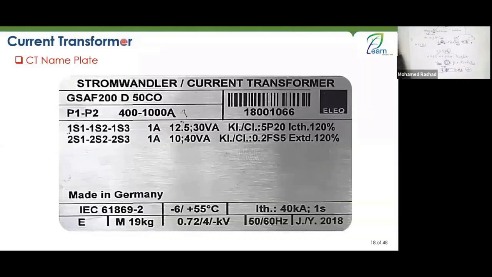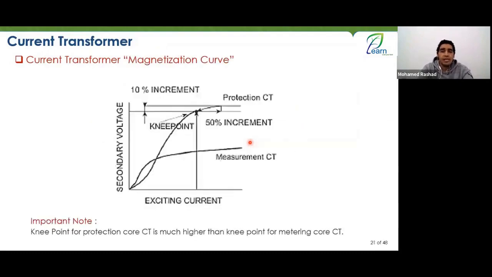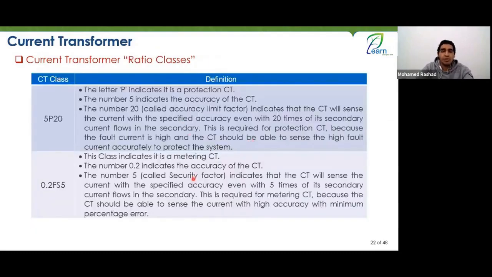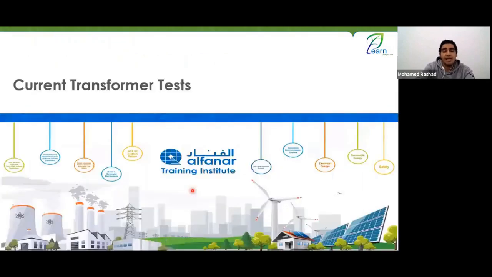Okay, let me see. Where is my camera? I'm following. So this is my class, which is 5P20, 0.2 FS5, and here I've written down its definition for you. I've also explained it in another video, which I'll show you, God willing. Great, guys, very nice.